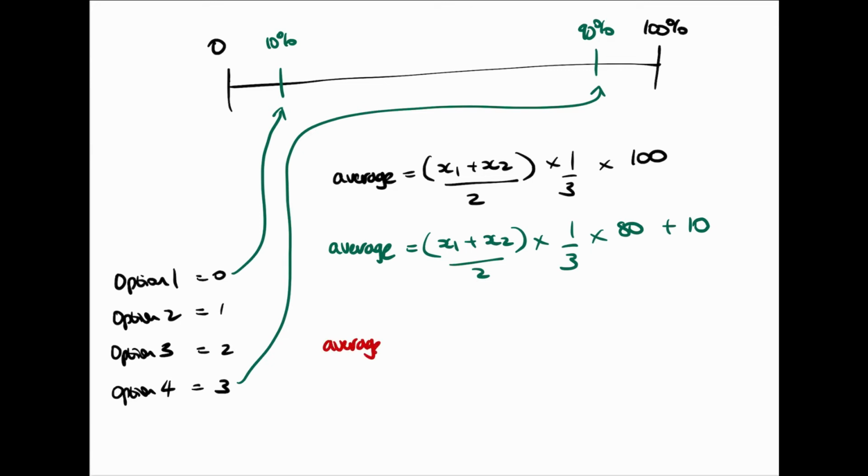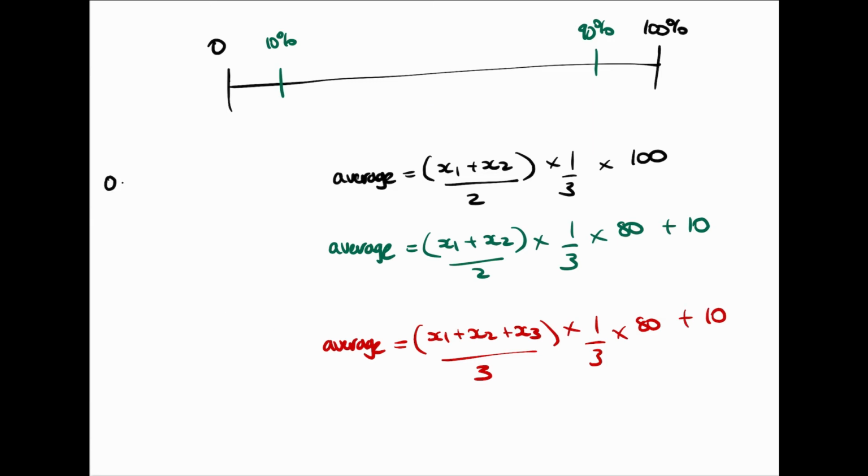Now, some of our questions have 3 items, and that's very simple. We just do x1 plus x2 plus x3, because there are 3 items. We divide by 3, and once again we normalize it in the same way as before. Just to be clear, that first formula plots from 0 to 100. The next 2 are 10 to 90. The first 2 are for 2 questions, and the final one is for 3 questions.